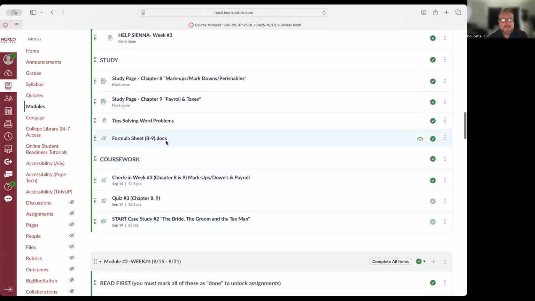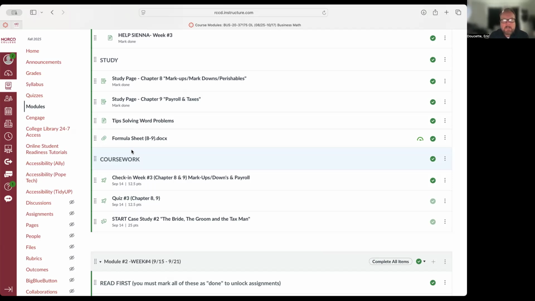And then, of course, you have tips for solving word problems, and you have a formula sheet for these 2 chapters that includes all the tables. I encourage you, especially when you're solving the payroll ones, to use the tables provided in the formula sheet, because they are different in the book and they are different online depending on what edition of the book or what the current tax laws are. So all of the problems in this course are using the tables on the formula sheet for 8 and 9. Please use that for solving any of the payroll questions that come up.